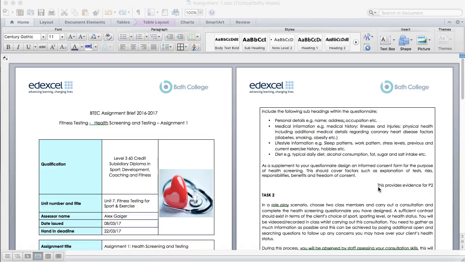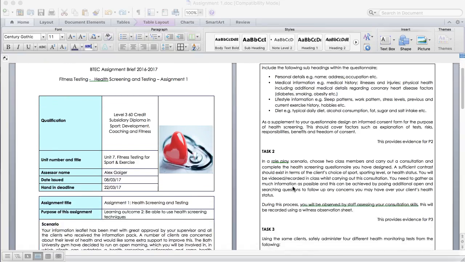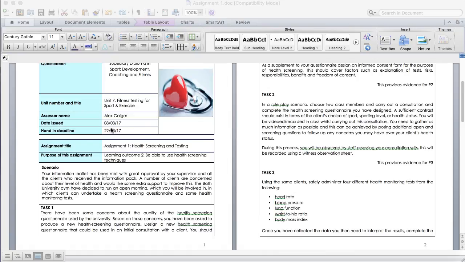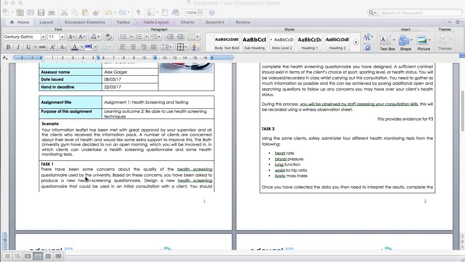Okay, so this is assignment 1 for fitness testing. I'll just talk you through it. It's out today and it's in on the 22nd of March. There have been some concerns about the quality of health screening questionnaires used at the university. Based on these concerns, you've been asked to produce a health screening questionnaire, and we can look at that in a minute. We have been doing this in lesson.